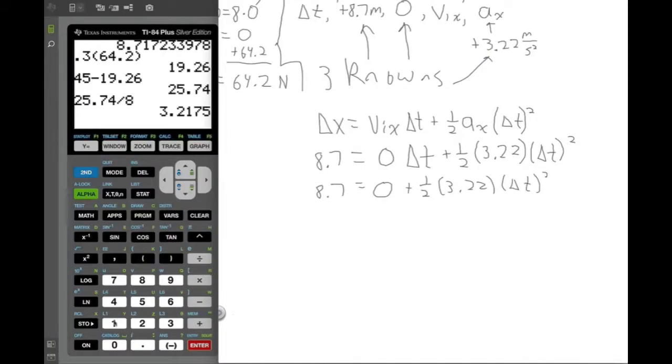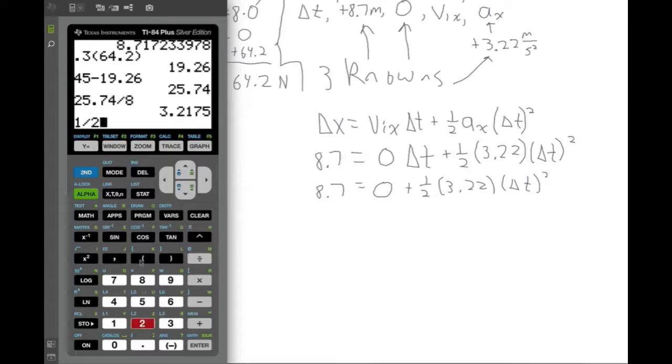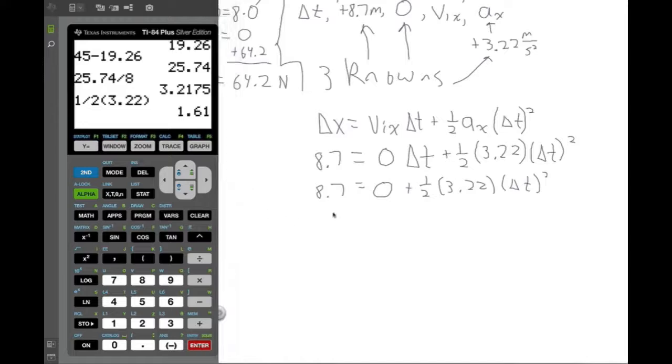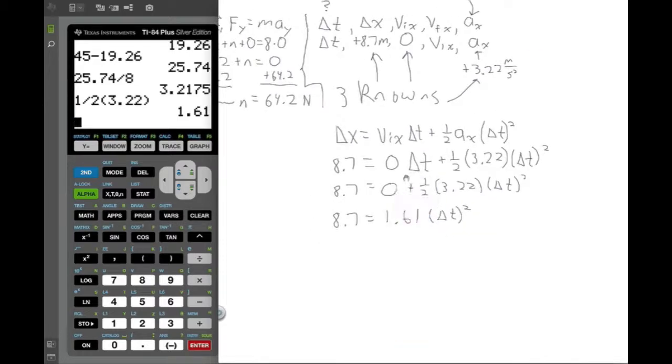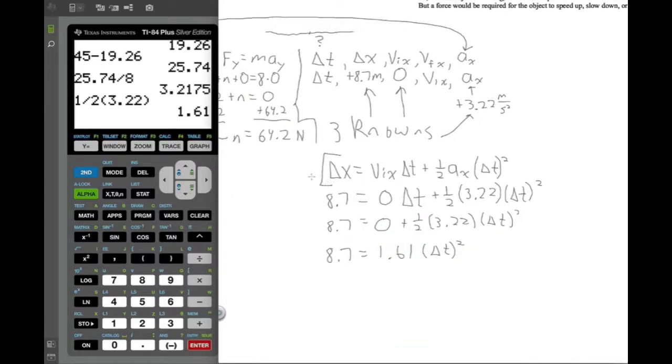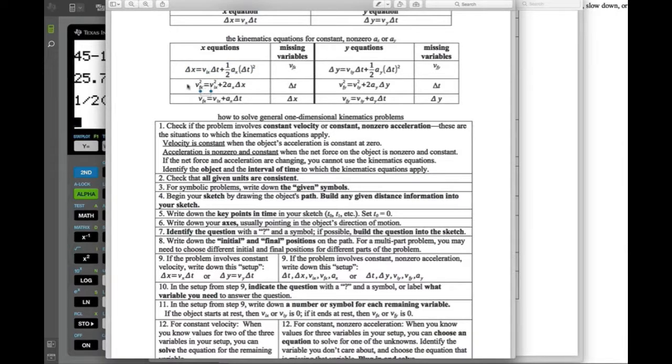So we need to do the calculation 1/2 times 3.22. So our new equation is 8.7 equals 1.61 delta t squared. Oh, I forgot to mention, did you notice that the kinematics equation we used on this problem is different from the kinematics equation that we used on the previous two problems? On the previous two problems, I believe we used this kinematics equation. But now on this problem, we're using this one.